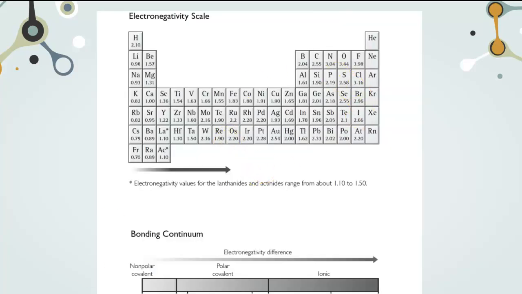The front of the packet should look like this. We have an electronegativity scale and a bonding continuum. These are two resources that will be given on every test or quiz. You'll also want to have these handy when you're completing homework assignments or bell work.